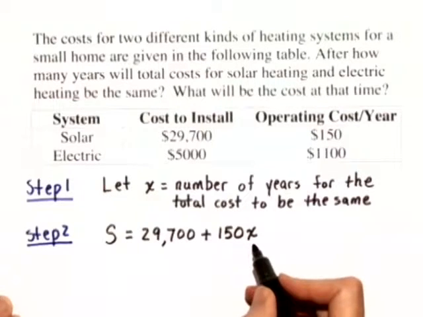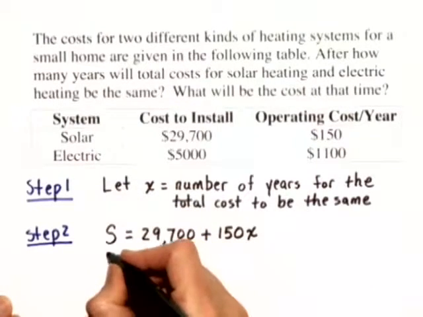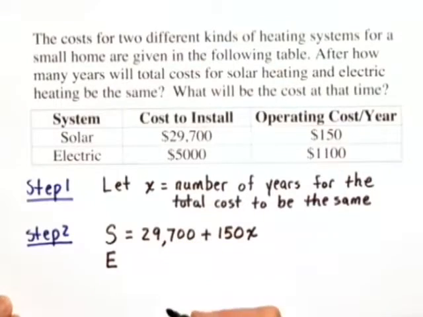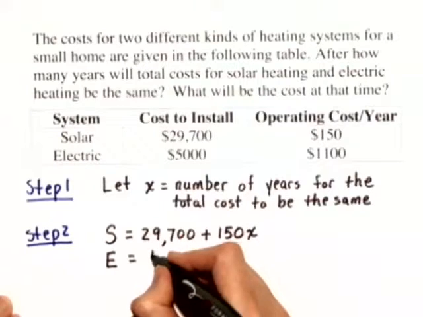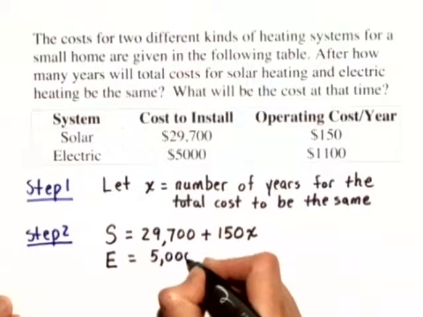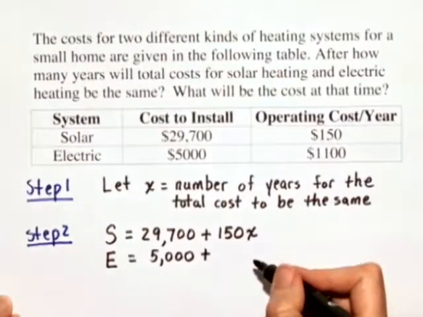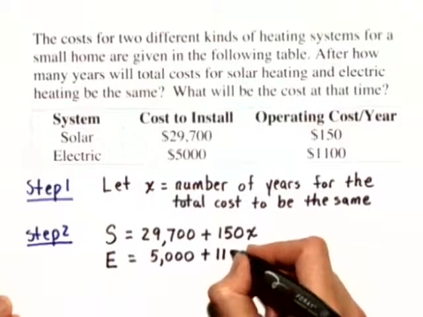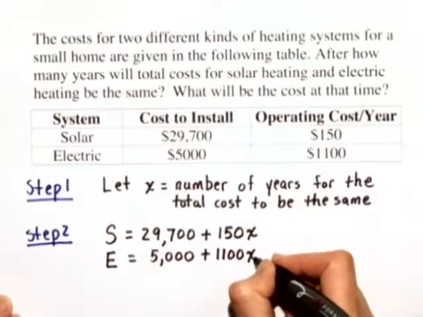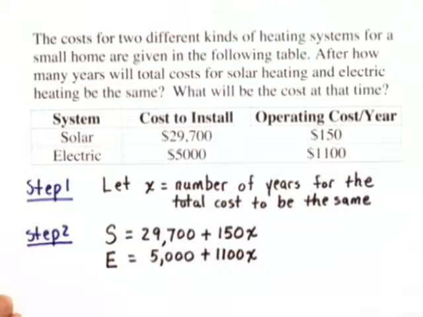each individual year. And for the electric, we'll represent that as an E. Cost for electric heating has a fixed cost of $5,000, so we'll start with that $5,000. But notice it has a higher operating cost for each year of $1,100. So we add 1,100 times x, times the number of years that is.